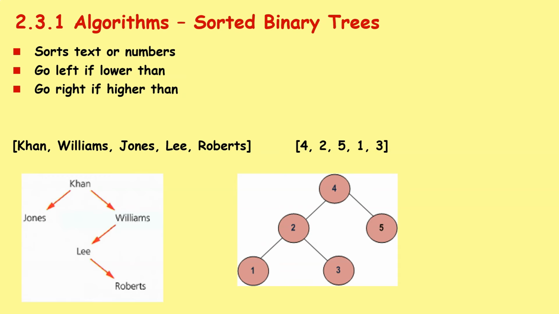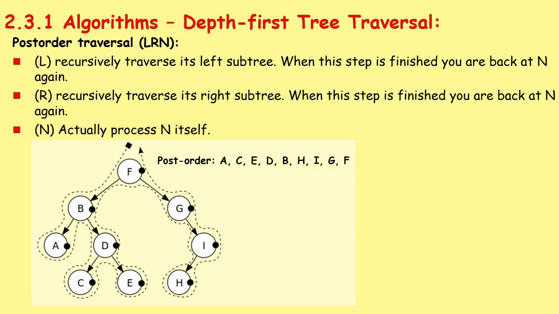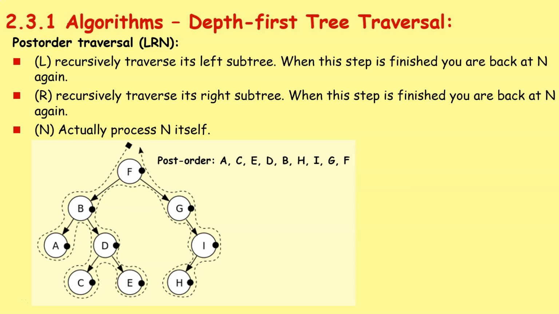So if you have a look here at the other binary tree, you can see the order is 4, then 2, then 5, then 1, then 3, and that gives us a similar pattern if we go right and left at the right time. Next, we have depth-first tree traversal. In the spec, you just need to know post-order. If it's post-order traversal, we're going to go left, right, and then visit the node.